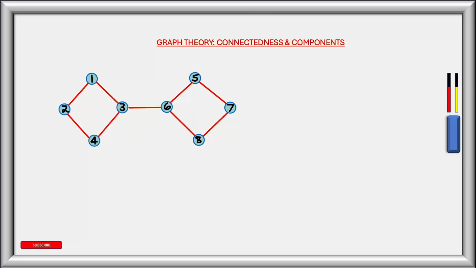And now let's look for the cut vertices. If we remove vertex 3 from the graph, we see that the graph once again breaks into 2 components. And this is also true if we remove vertex 6. And so on this graph, the cut vertices are vertex 3 and vertex 6.